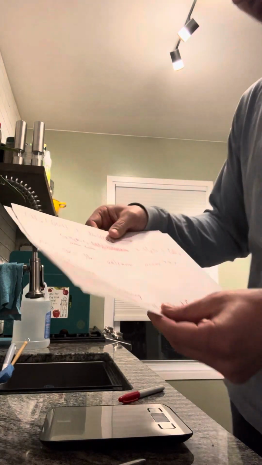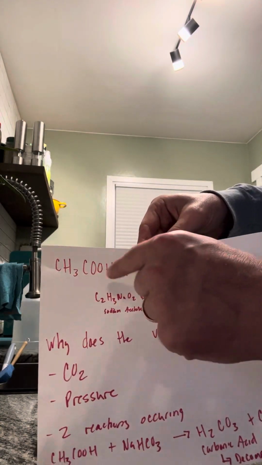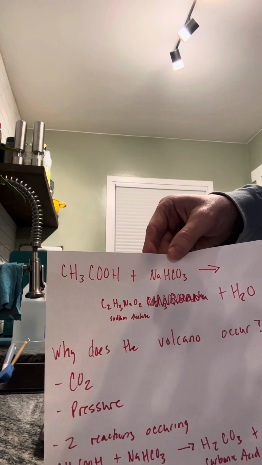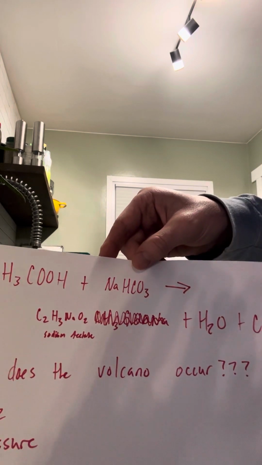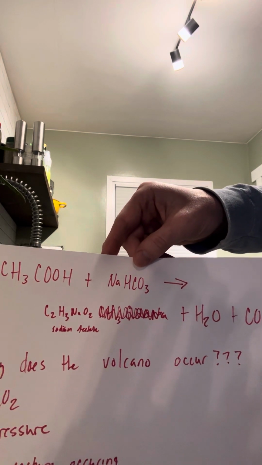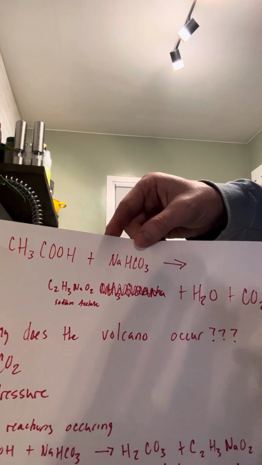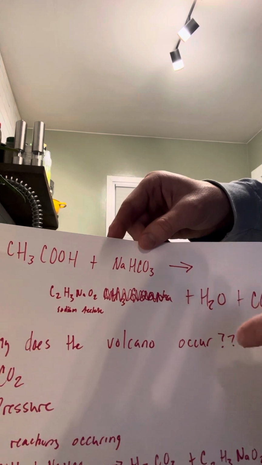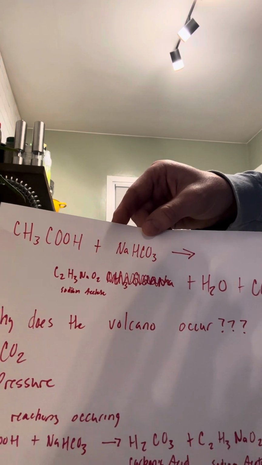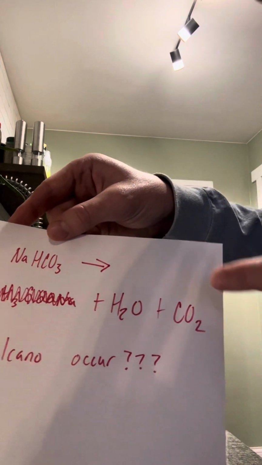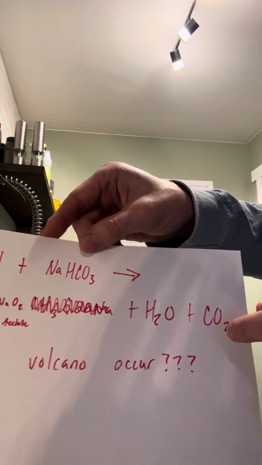So what we're going to get for our balanced chemical equation, we have our acetic acid CH3COOH plus our sodium bicarbonate NaHCO3. That's going to react to make sodium acetate, C2H3NaO2. And it's also going to make water and CO2.